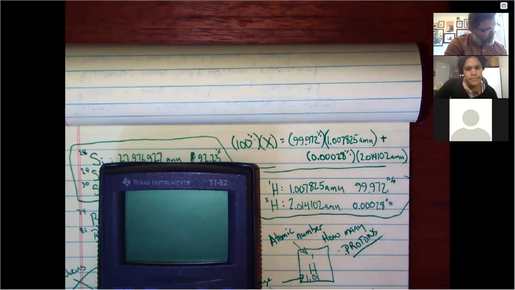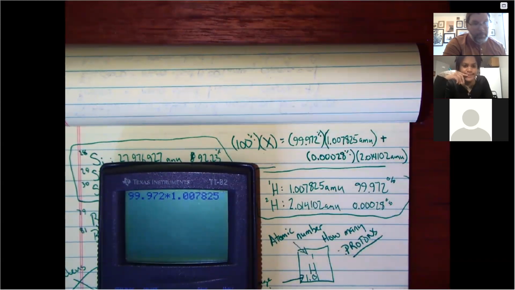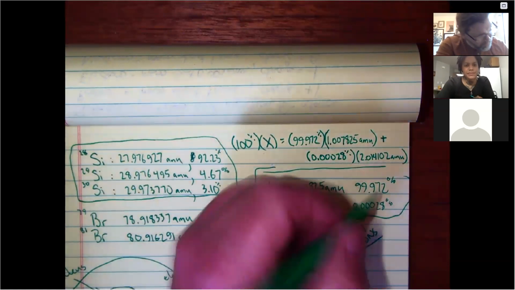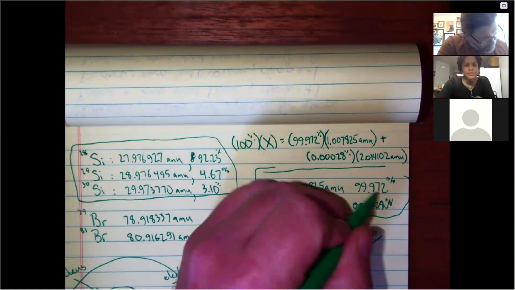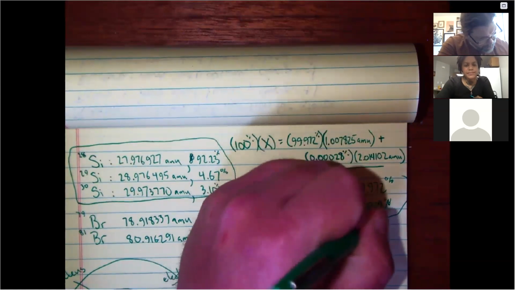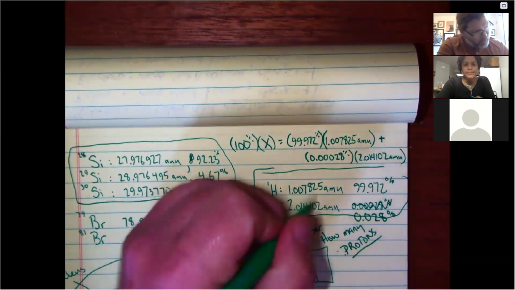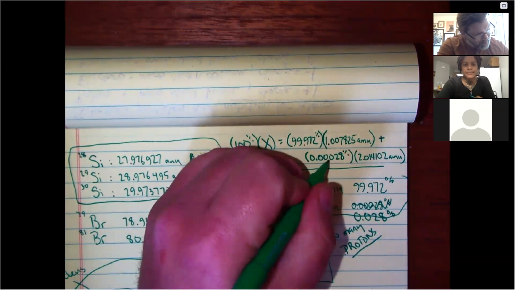I'm going to turn my calculator on. So 99.972 times 1.007825 plus 0.000. Oh wait, I don't think that I've done this correctly. It should be 0.028%. That's how I get these to add up to 100%. So 0.028%.